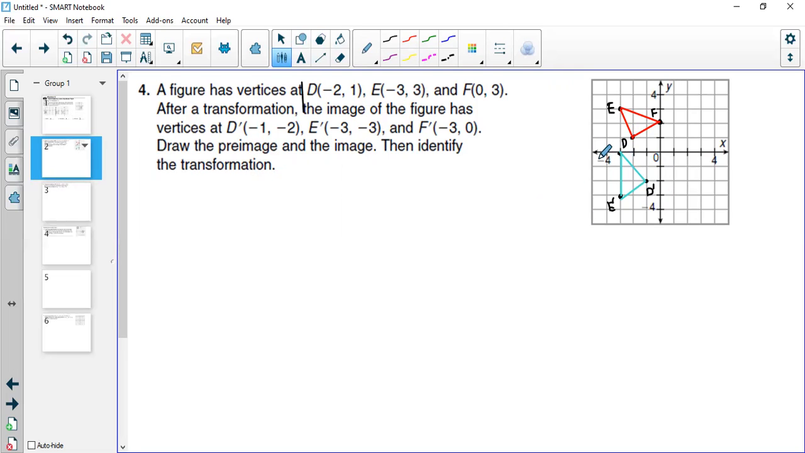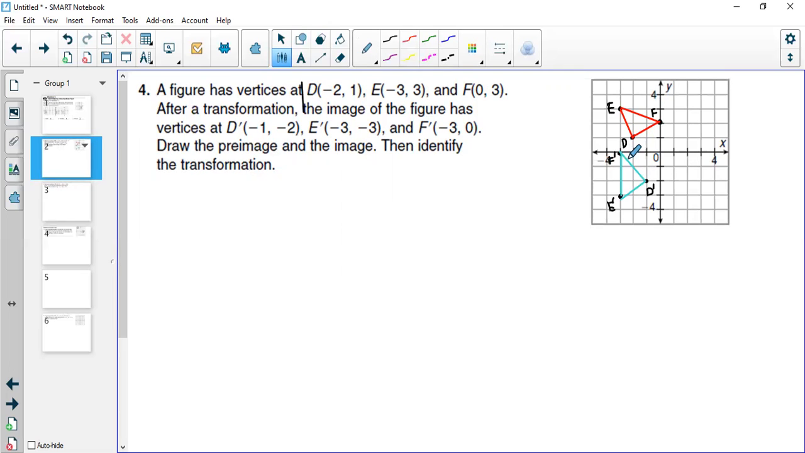Okay, and then F prime is negative 3 and 0. So this is F prime. Now, can it be a translation? Of course not. Translations do not change the vertices. They just move the figure, they just move it away. Can it be a reflection?